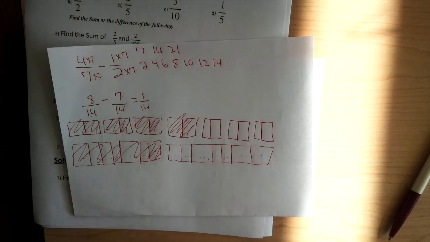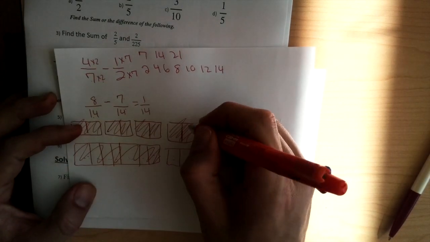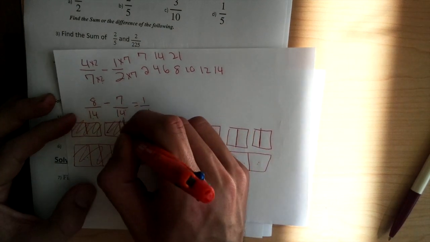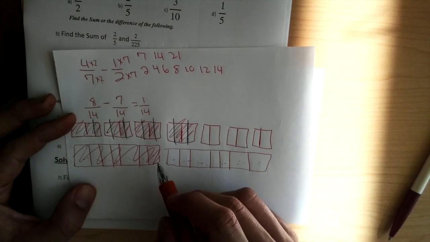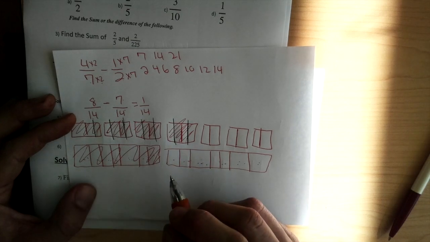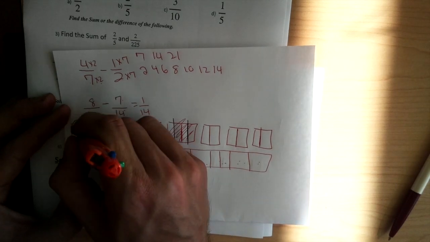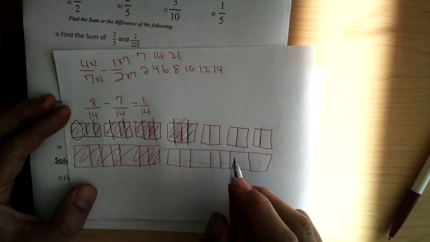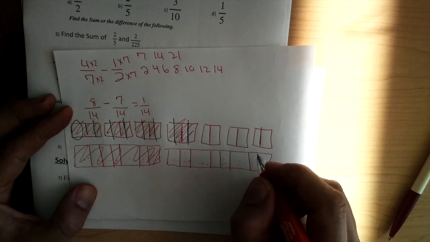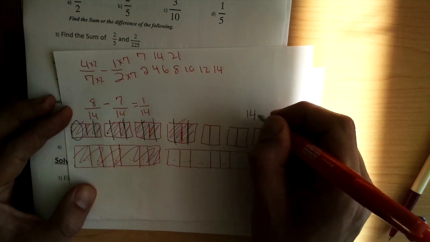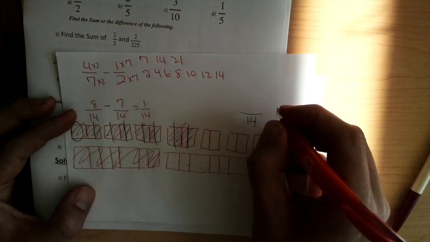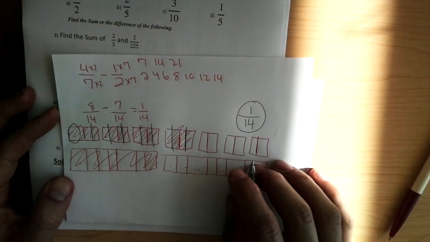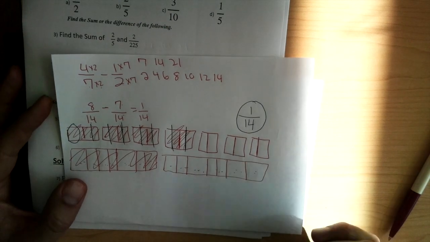Let's get a different color here. And we're going to take away 7. 4, 5, 6, 7. Okay? So we're left with 1 remaining shaded on our top part here. So that leaves us with a denominator of 14 and a numerator of 1. So we get 1 over 14 with our shaded part. That's how we figure it out visually.